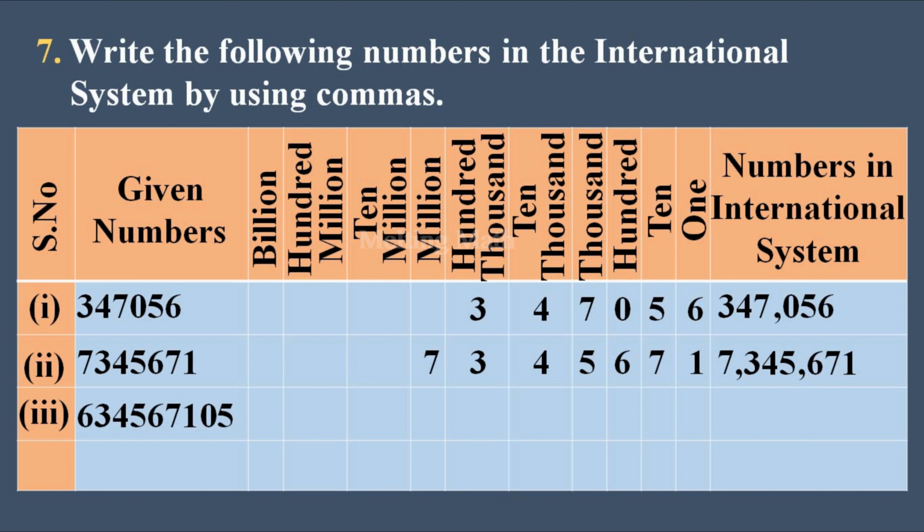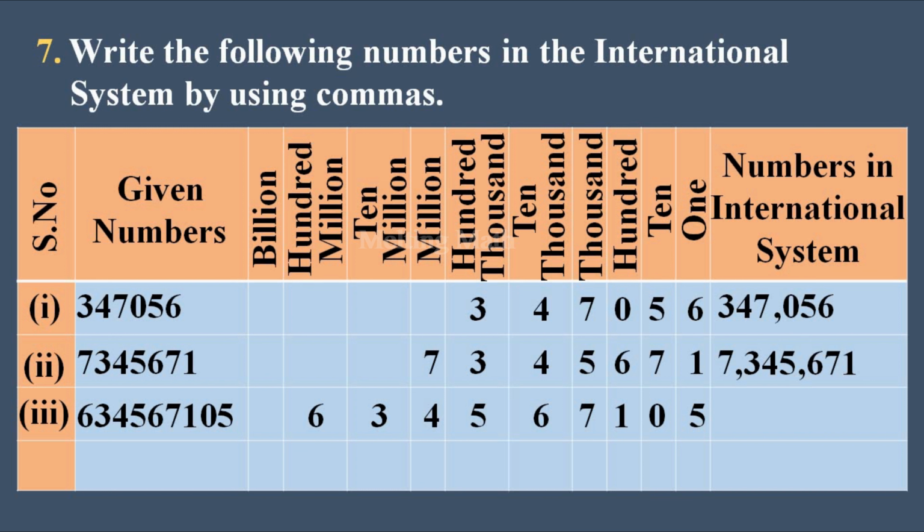So just observe this third number. We know the last digit 5 is in the ones place. Next 0 is in tens. Next 1 is in the hundreds place. Next 7 is in the thousands place. Next 6 is in the 10,000s place. Next 5 is in the 100,000s place. Next 4 is in the million place. Next 3 is in the 10 million place. Next 6 is in the 100 million place. Okay, so now we wrote the places of each digit.